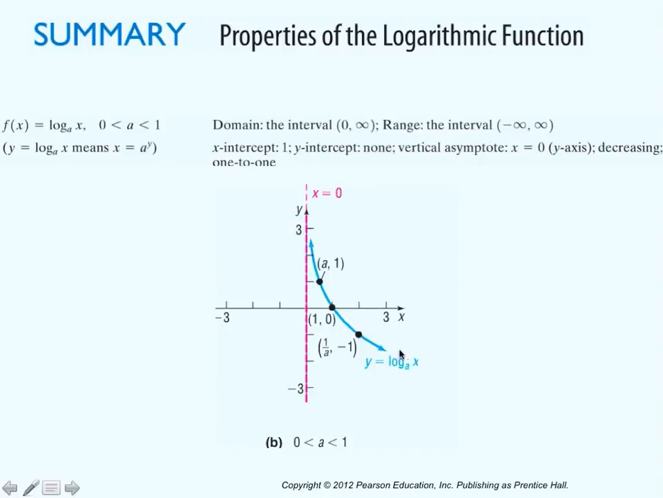Now we have the same exact thing here, except this one's decreasing. It has the same x-intercept, same asymptote, and same domain as well, but the main difference is that this is decreasing because a is between 0 and 1.